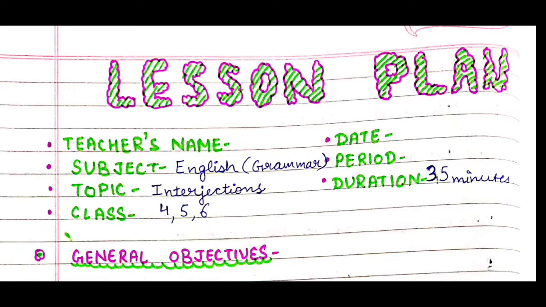Firstly we'll write teacher's name, then subject which is English, and you can specify grammar in brackets. Then topic, interjections, class. This is for class 4, 5 and 6, but you can use it for any class. Then we'll write date, period, and duration, which is how much time it is going to take to teach the lesson. It will take approximately 35 minutes, so I have mentioned that. If you take more, then you can write more.